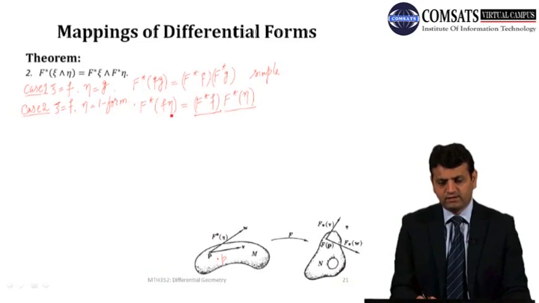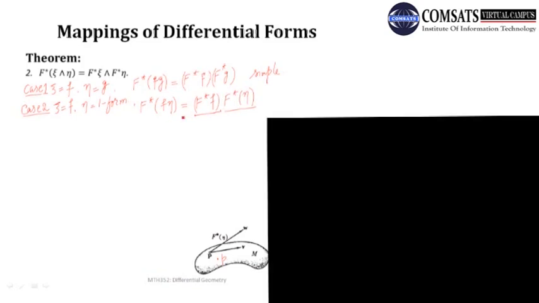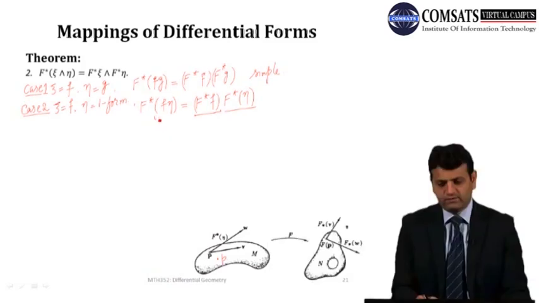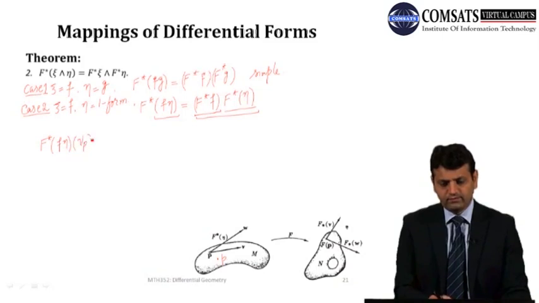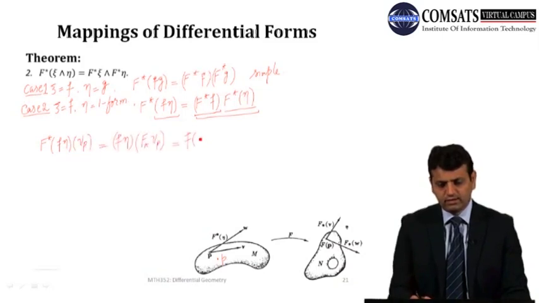And how to check they are equal? So we take any tangent vector, because this is a one form and this is also a one form, so we check if they are equal for each and every tangent vector to M. So let's check capital F upper star f eta f v of p. So this is equal to f of p and eta of f lower star of the vector part.